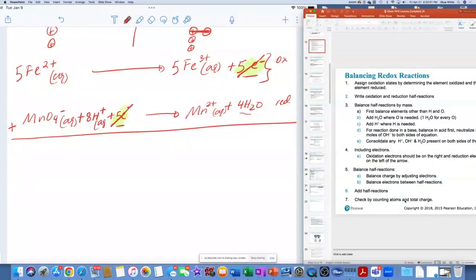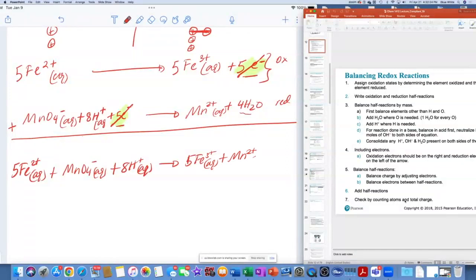Right. So I'm going to consolidate all the reactants together, right? 5Fe2+ (aq) plus MnO4- (aq) plus 8H+ (aq). These are the aqueous reactants. And then the products, 5Fe3+ (aq) plus Mn2+ (aq) plus 4H2O. This is my overall reaction balanced in acid.